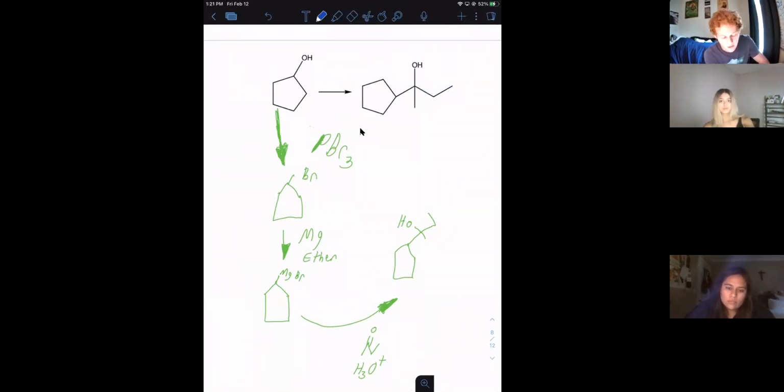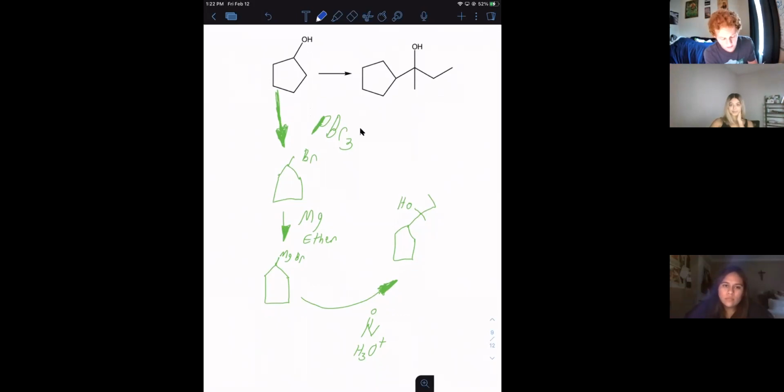Because then it's just a matter of getting this into a Grignard. So we can use PBr2 or PBr3 to swap that out, and then just drop it into some magnesium and ether solution to make the Grignard. And that Grignard is going to react and attack the electrophilic site on the carbonyl. And then the acid workup will make sure it's an alcohol. And that's all there is for that first one. Are there any questions on that?